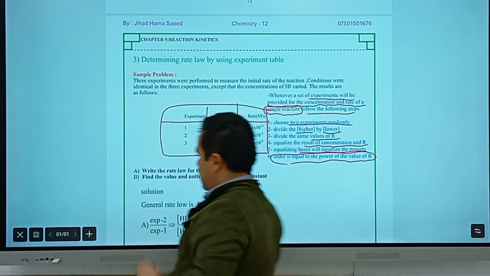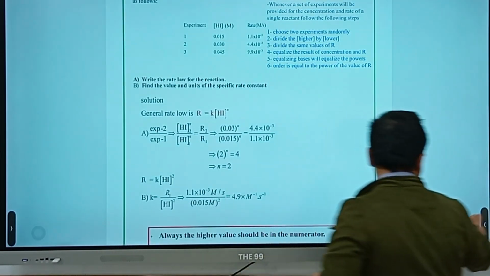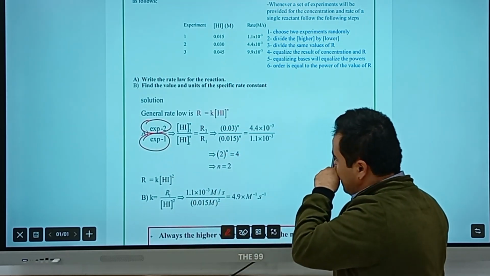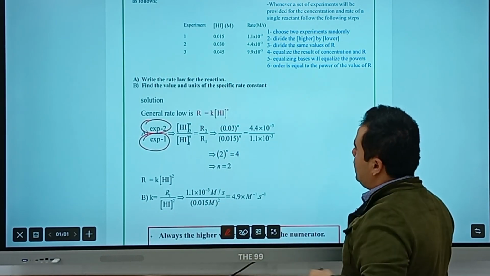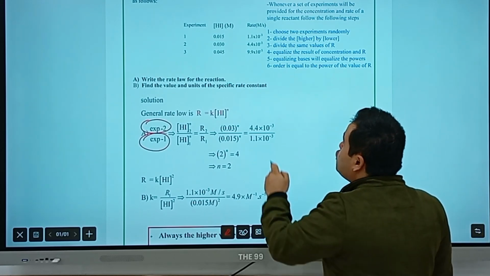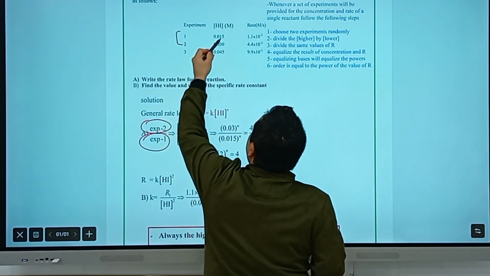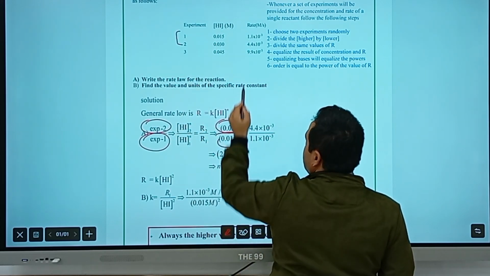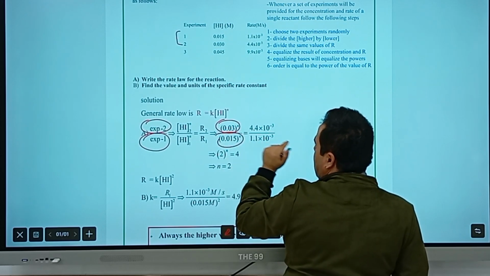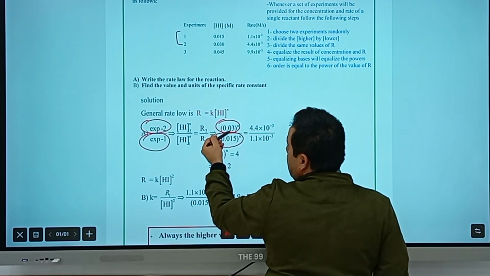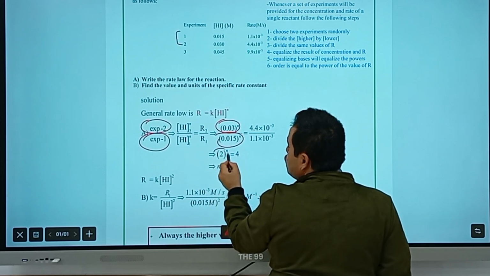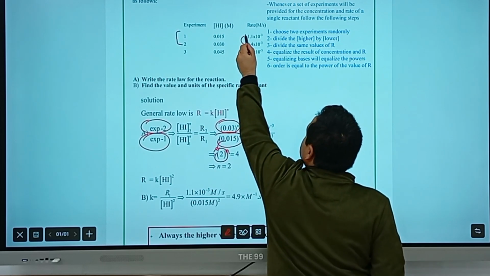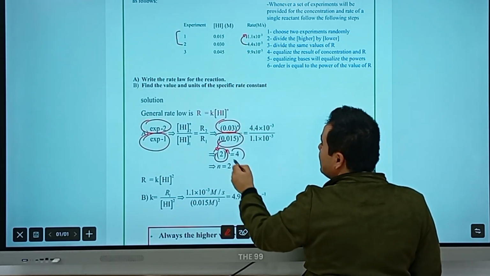Randomly take 2 of those values. For example, in this experiment we have taken experiment 1 and experiment 2. You can choose 2 and 3, or 1 and 3; there is no problem. Which one is higher? 2 is higher than 1. (0.030 divided by 0.015) to the power of n, the order we are calculating, equals 2 to the power of n. And 4.4 times 10^-3 divided by 1.1 times 10^-3 gives us 4.